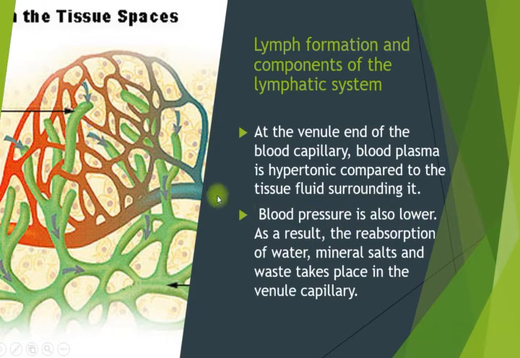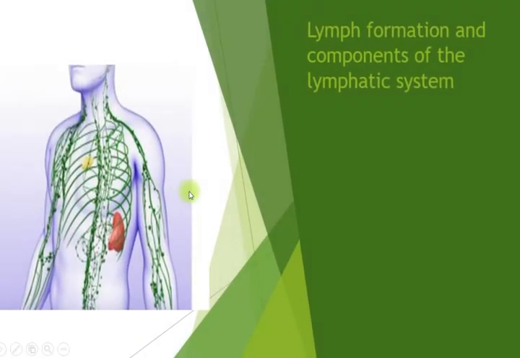So the blood pressure is also lower now. As a result, the reabsorption of water, mineral salts and waste takes place in the venule end. So now, what happened? Since the venule end here is hypertonic and outside is hypotonic, the water, the mineral salt and also waste product will diffuse back into the venule. Water will diffuse by osmosis, and the mineral salts and the waste will diffuse by simple diffusion into the venule.